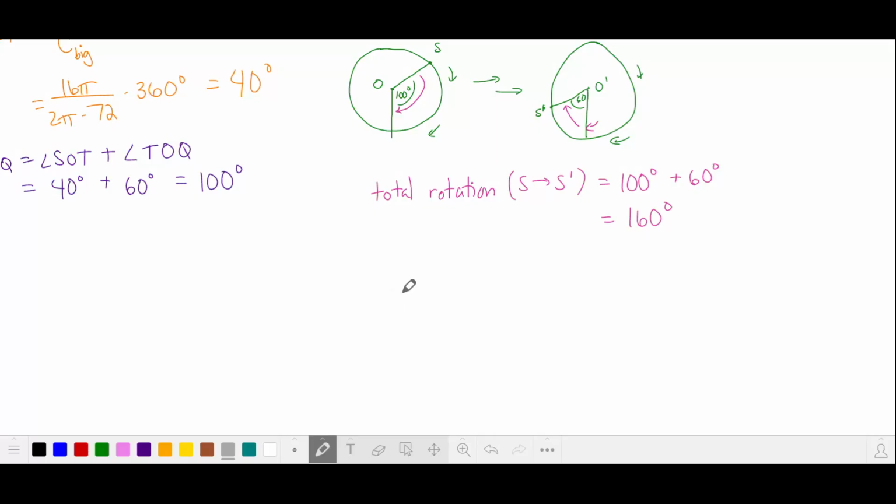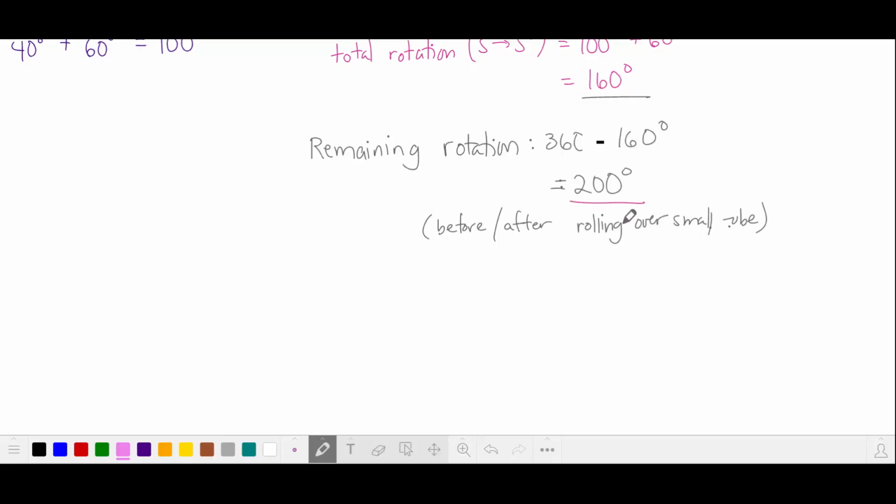Since the larger tube rolls until it comes to rest on the same point as where it started, it will have rotated a total of 360 degrees, including this 160 degrees. So subtracting from 360, the tube will also rotate 200 degrees on the flat surface. We'll translate 200 degrees into a horizontal distance by figuring out what fraction of the circumference that is. The circumference of our larger tube is 2 pi times 72. Multiplied by this fraction, that's a distance of 80 pi.